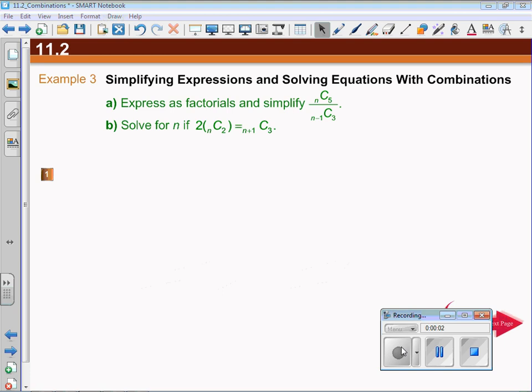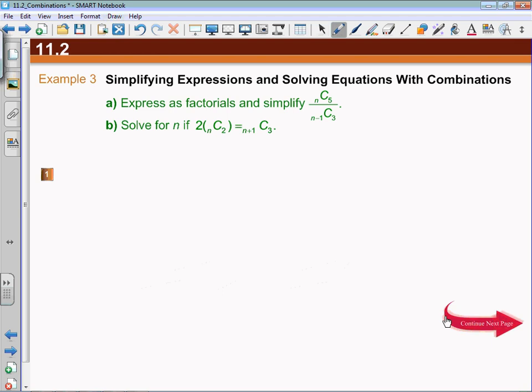Example 3s here, just to give us a little more practice doing the kind of factorial algebra. And right away, it's important to remember what the combination formula is. N choose R is n factorial over n minus R factorial times R factorial. And really most of this question is just trying to manipulate and simplify what these look like.